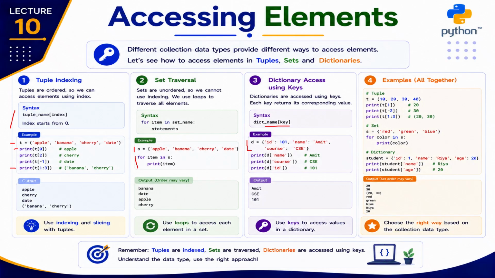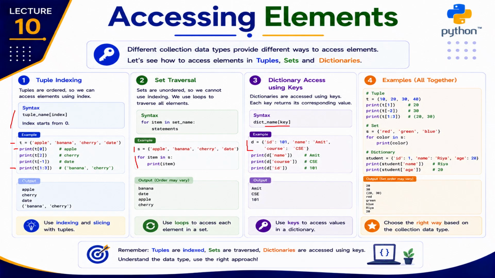A dictionary is created and three statements are given. The first statement prints Amit because it is accessing the key name. The second one prints CSE and the third one prints 101. So in dictionaries, we always use keys to access corresponding values. Now let's understand these examples.